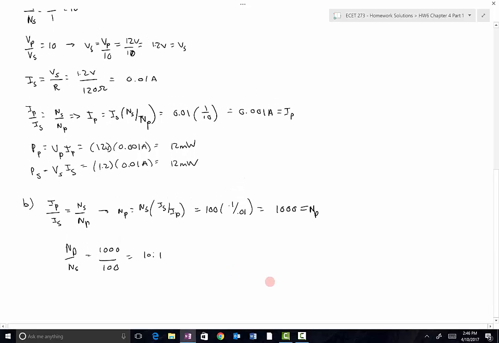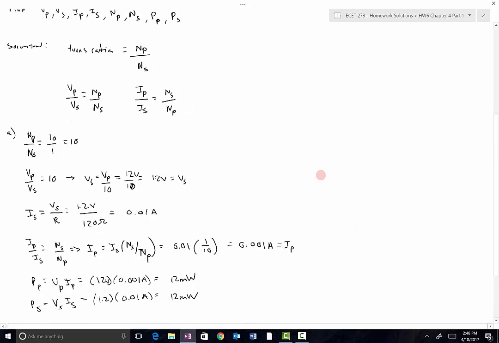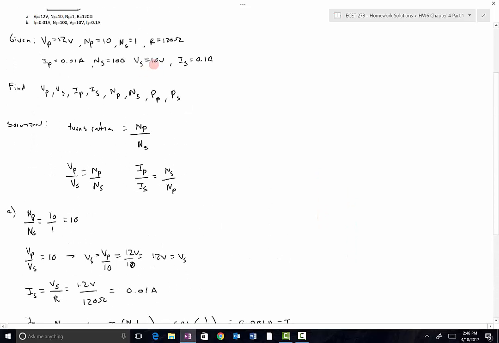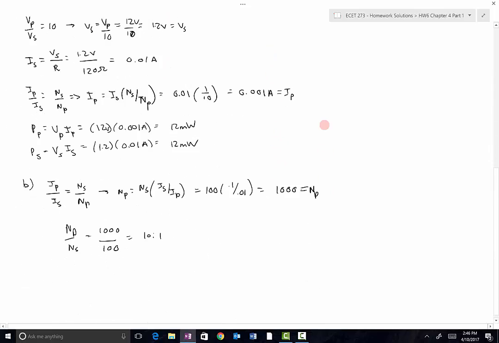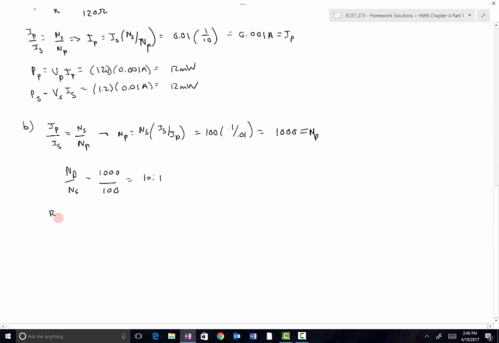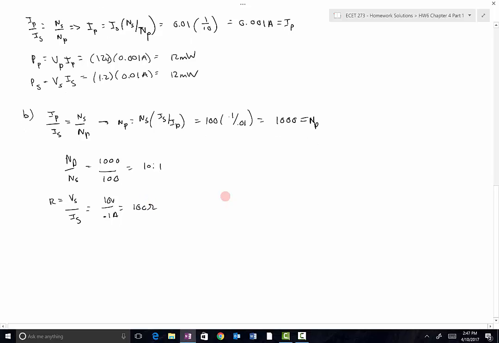Now that we know IP and NS, and we've got the turns ratio, we could go back and look at the other givens. We know the voltage in the secondary, so we can determine the voltage in the primary. We haven't calculated R in the secondary yet though, so maybe we'll do that next. The resistance in the secondary is going to be the voltage in the secondary divided by the current in the secondary, so that was 10 volts divided by the secondary current, 0.1 amps, so that's 100 ohms of resistance in the secondary.